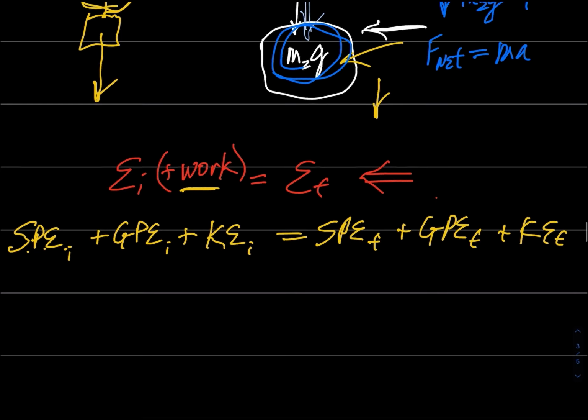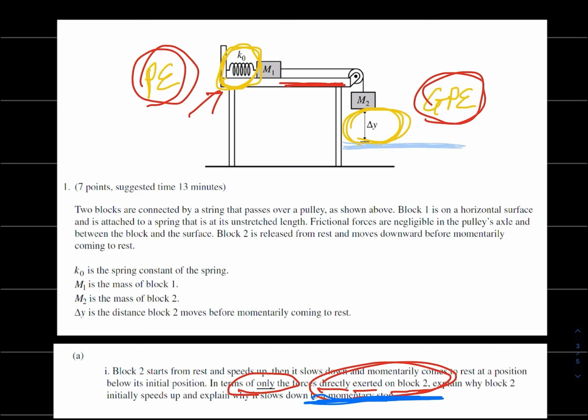If we're talking about gravitational potential energy, we have to have a reference plane, okay? I'm going to pick it down here at the bottom of where the mass descends to when it stops. So we'll say that's gravitational potential energy equals 0, which means that up higher at delta y, the gravitational potential energy is mgh, which in this case is m2 g, and the h is the delta y.